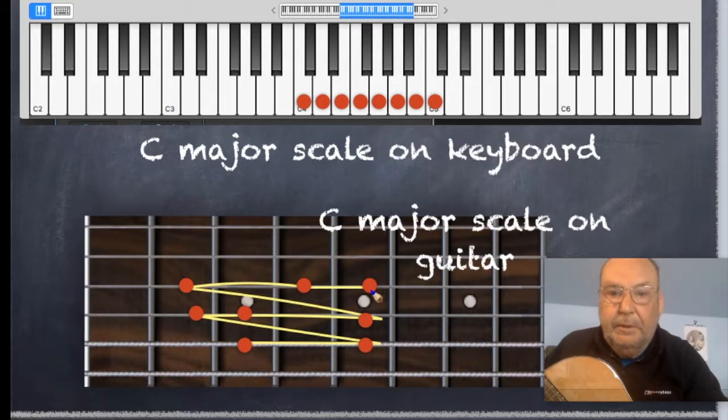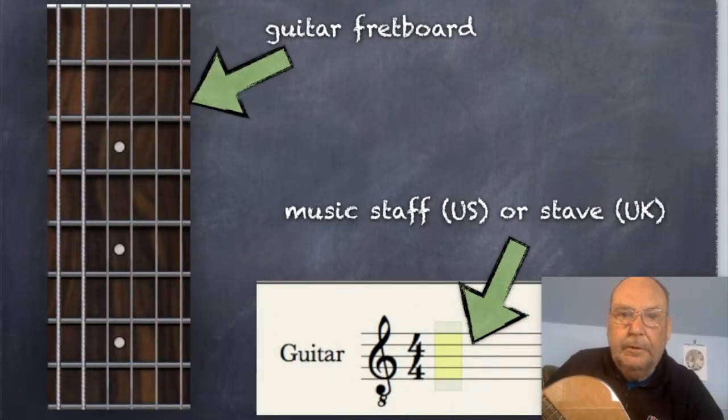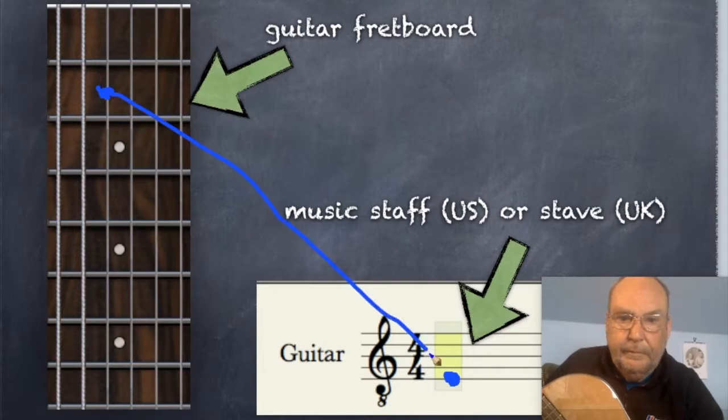So we need some method to correlate what we see on the fretboard with what we see on the music stave. So what we're going to do is show how we can locate a note on the fretboard and find its equivalent on a music staff or stave. Because even if you can play the guitar very well, if you cannot understand the notes that appear on the stave, it's going to be difficult to fully understand harmony on the guitar.